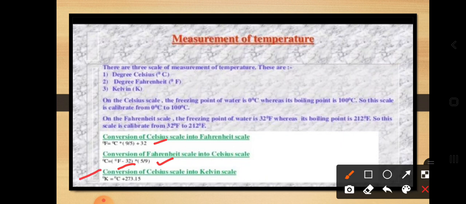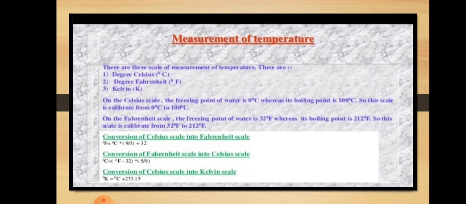Conversion of Celsius scale into Kelvin scale. So degree Kelvin is nothing but degree Celsius plus 273.15. So these are the measurements of temperature.